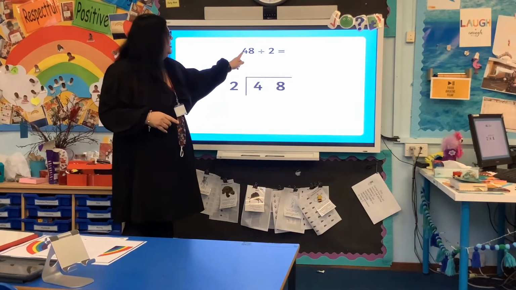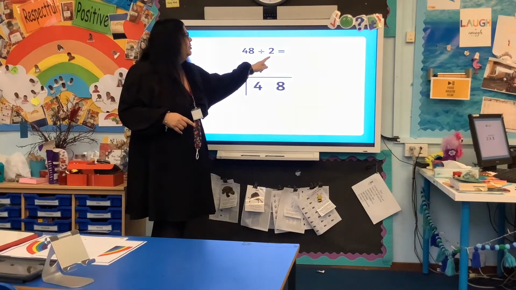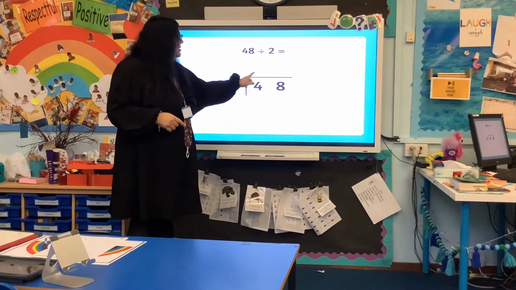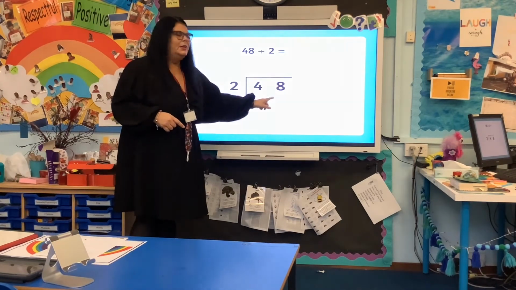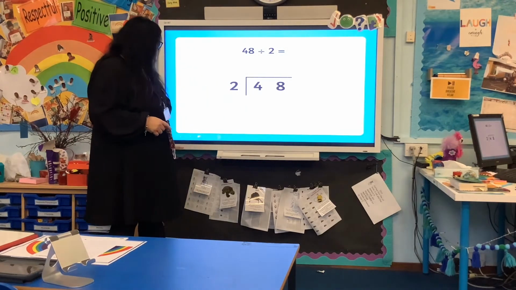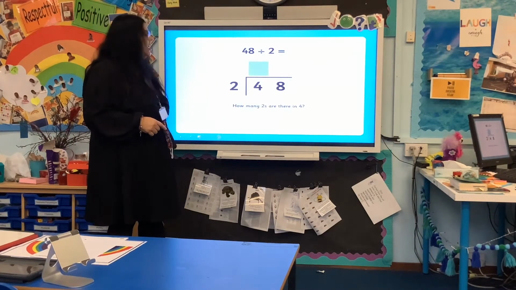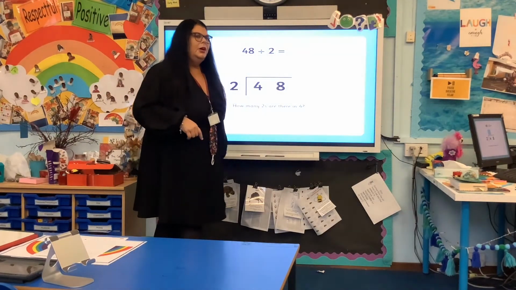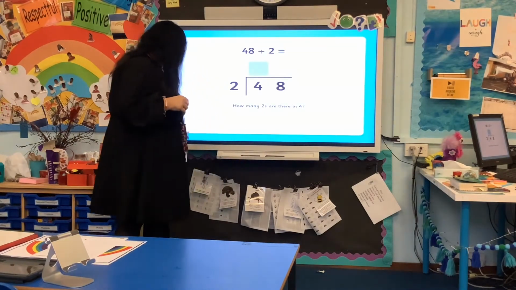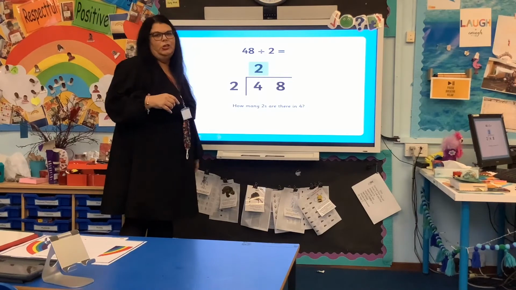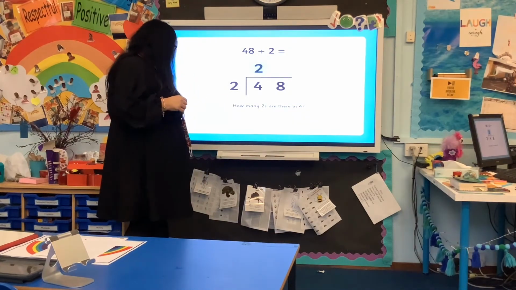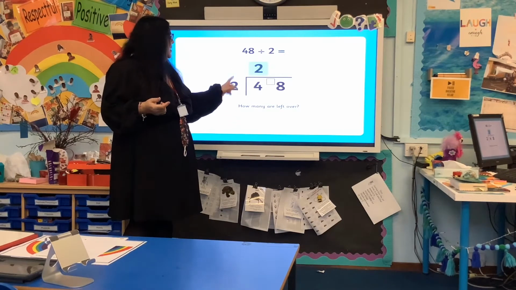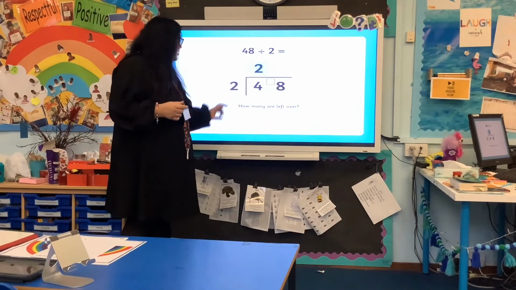So my question is 48 divided by 2 equals. So here I've got the 2. So I've got 48 inside the bus stop, and then outside the bus stop, I have the number 2. So the first question you need to ask is how many 2s are there in 4? And I'm hoping that everyone is shouting back at me, well, that's obvious, Mrs. Oliver. There are 2. Then you ask yourself the question, how many are left over? Well, there's none left over here because the 2 2s are 4, so there's none left over.